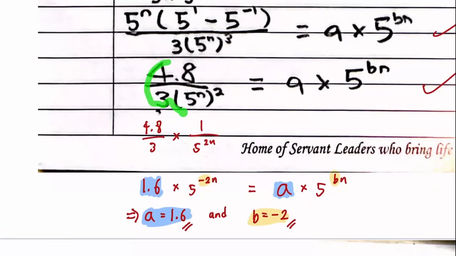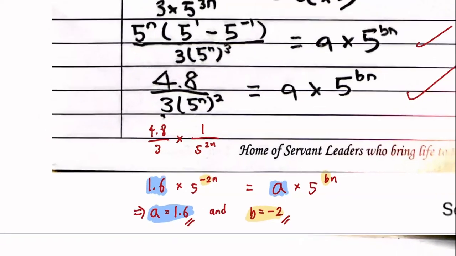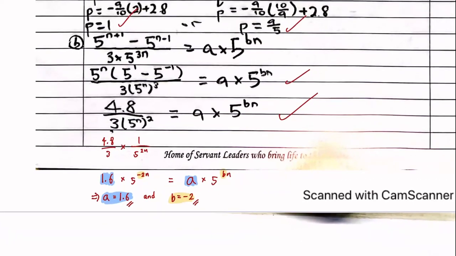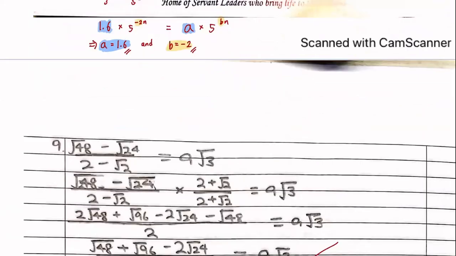Before that, do you know that 4.8 over 3 times 5 power 2n you can rewrite as 4.8 over 3 multiplied by 1 over 5 power 2n? Then 4.8 divided by 3, you get 1.6. For 1 over, you just have to change it to a negative power. Is this part okay? So now you got -2, and then you can just compare blue color with blue color, yellow color with yellow color. Then you get your answer. Can you see the pattern? Good, so just one more step only. Another problem. Nothing wrong.